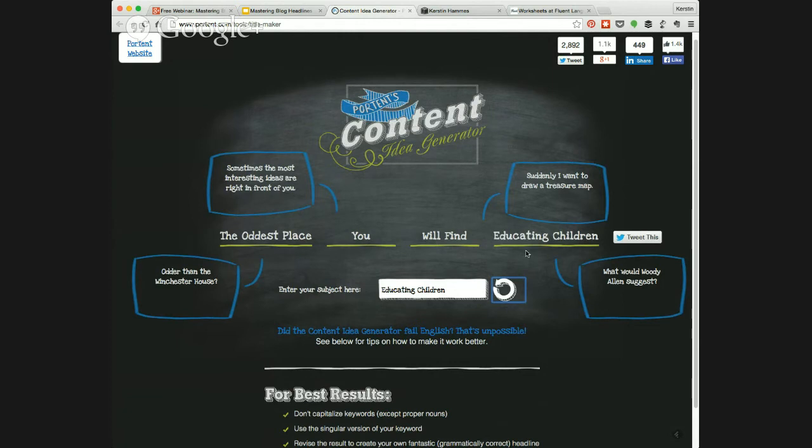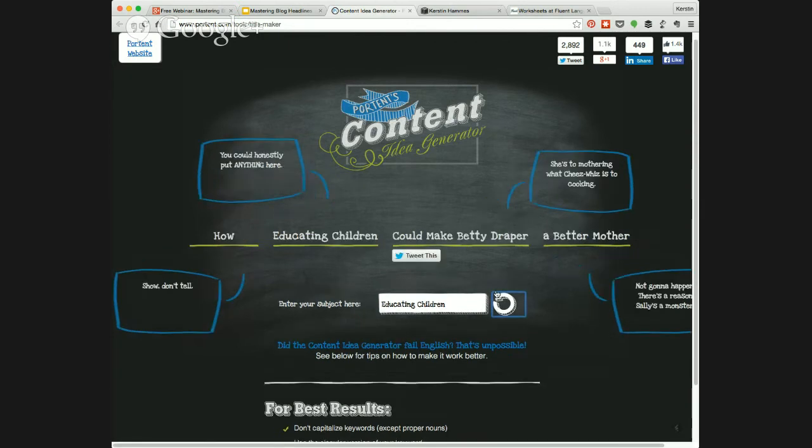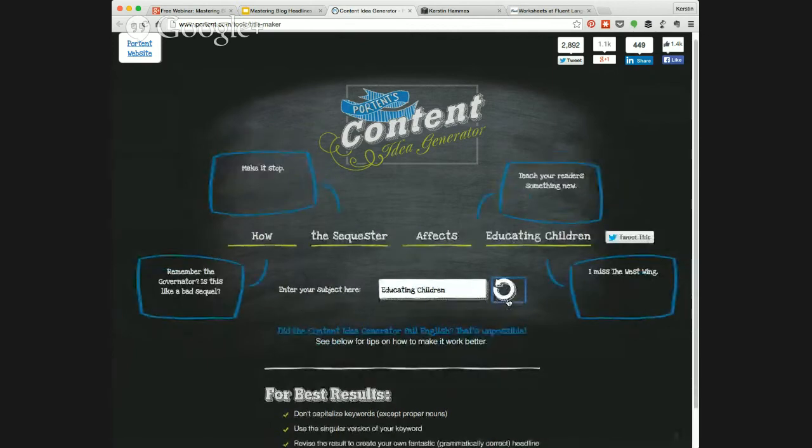And Portent really gives us a really relevant idea of what makes this really interesting. So obviously this doesn't quite make sense yet. But you can, if you want, regenerate your headline as many times as you want. How educating children could make Betty Draper a better mother. How the sequester affects educating children. Okay, let's stick with this one.